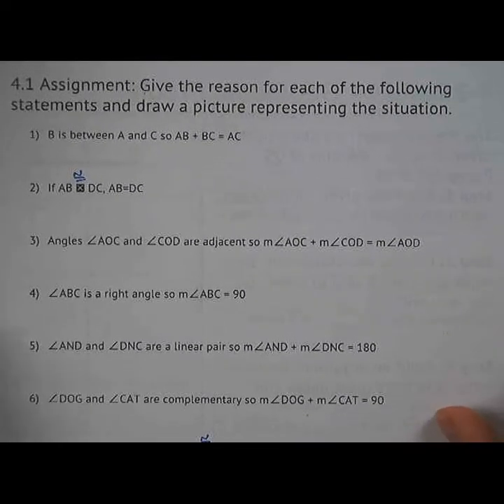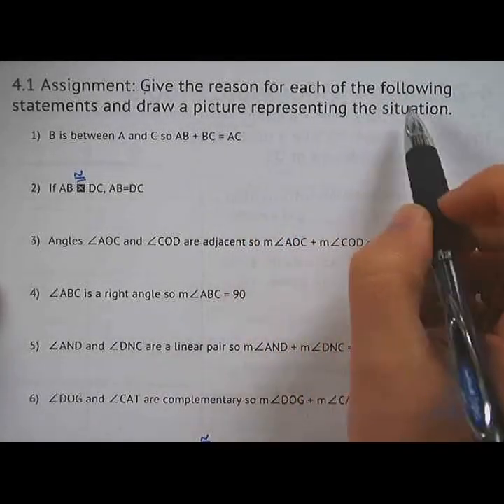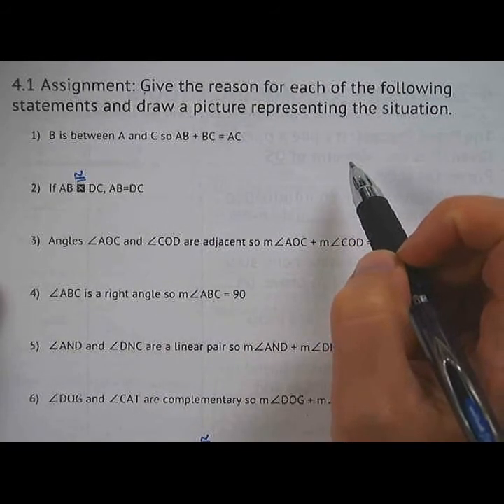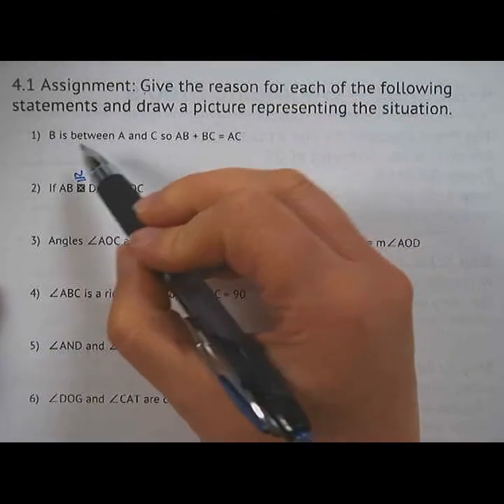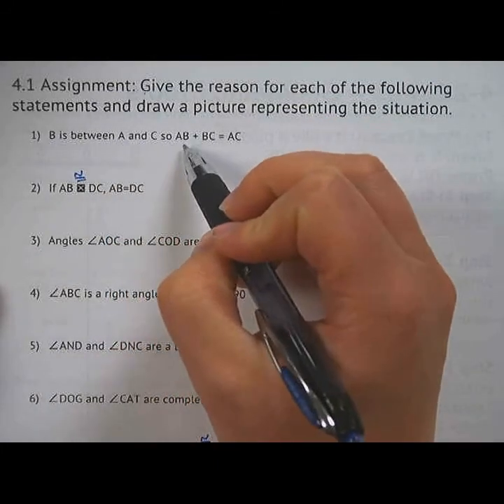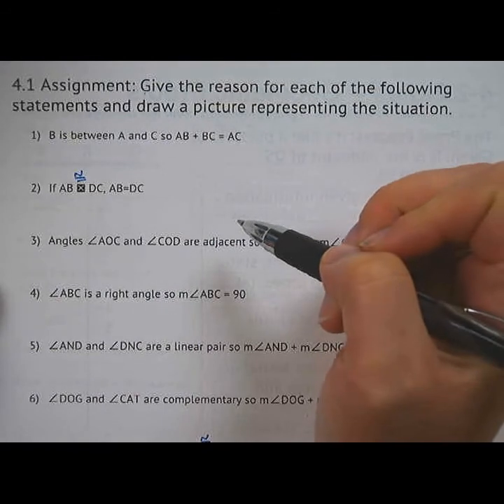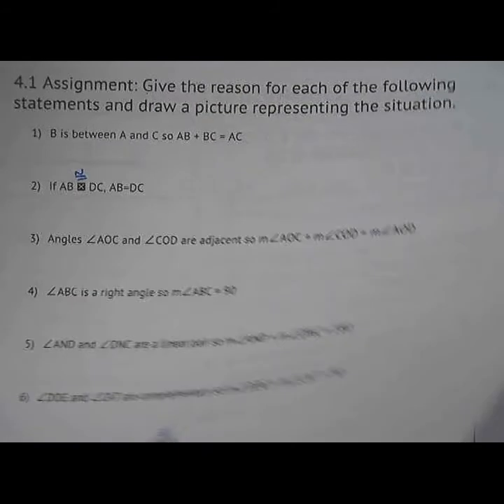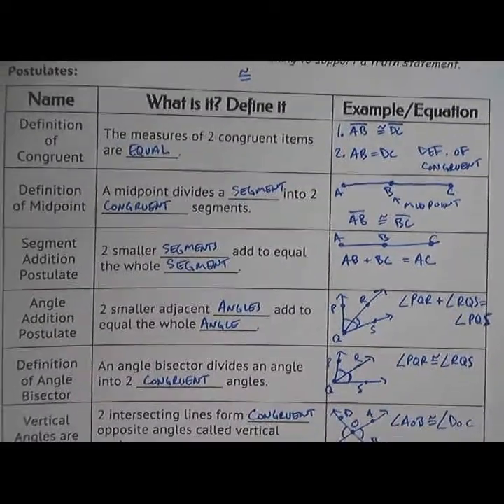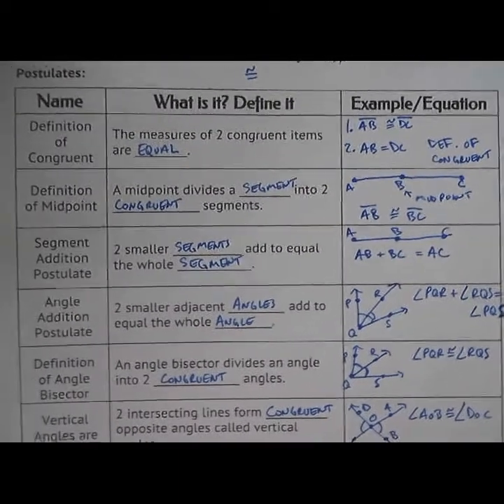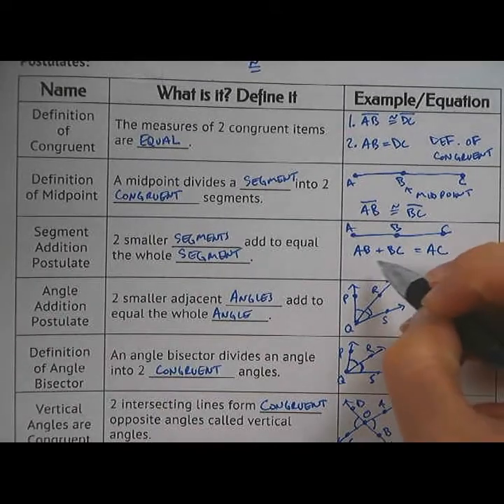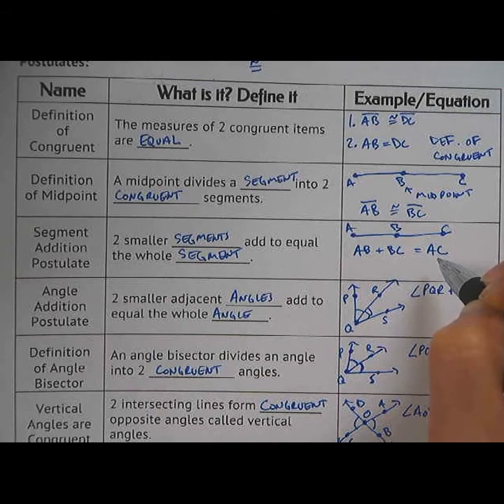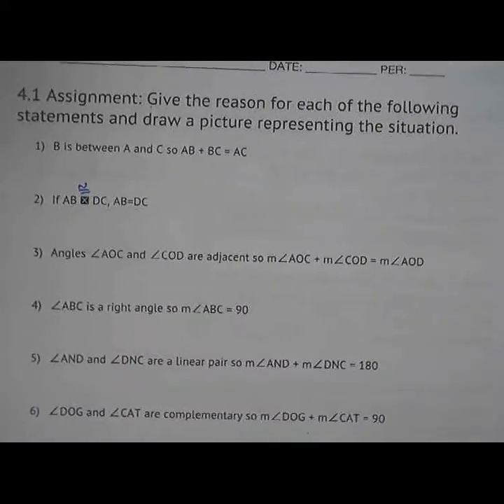And so here's the assignment. We're going to give the reason for each of the statements and draw a picture representing the situation. So for example, B is between A and C, so AB plus BC equals AC. I'm going to flip back to my list of reasons here and figure out what that looks like. Well, to me that looks kind of like segment addition. Look, we've got AB plus BC equals AC. So I'm going to use the segment addition postulate for my reason there.